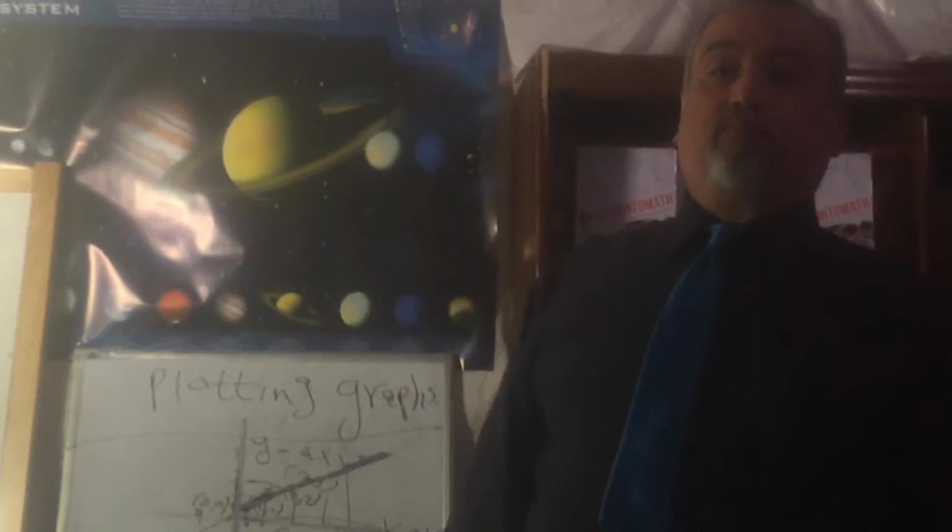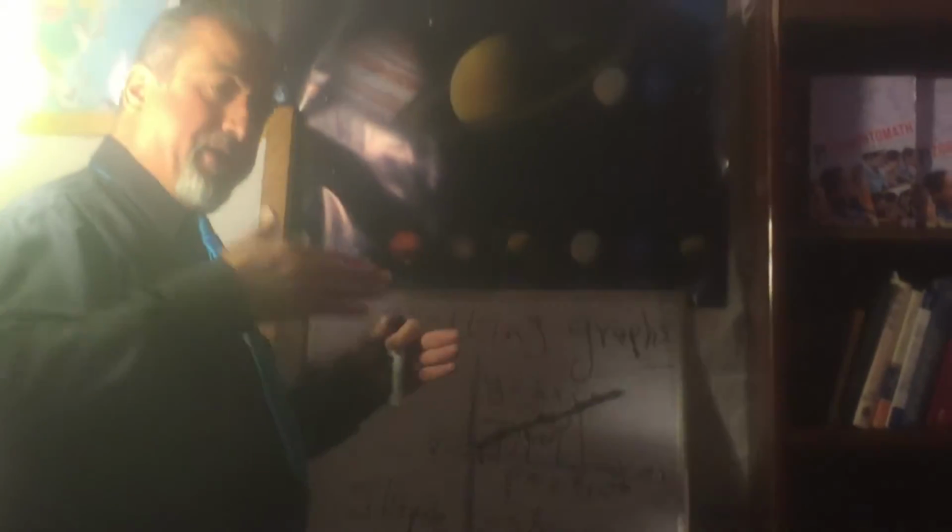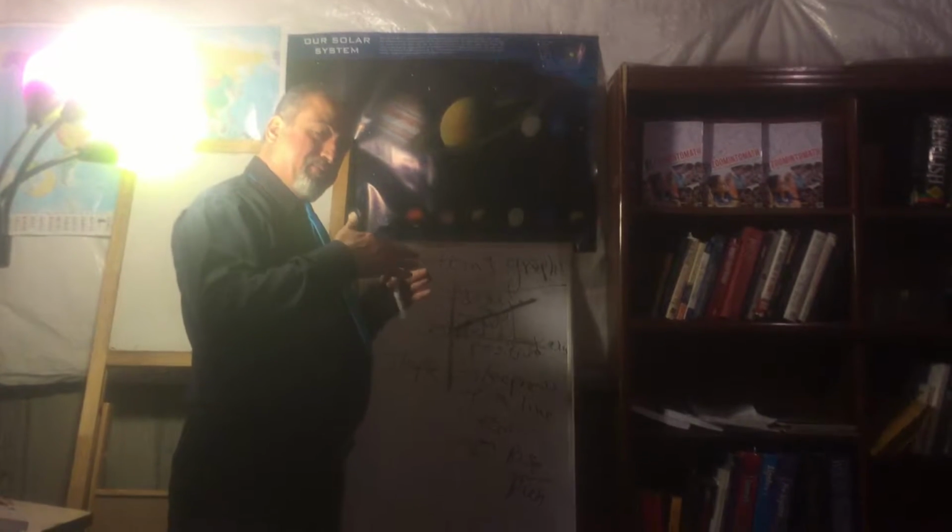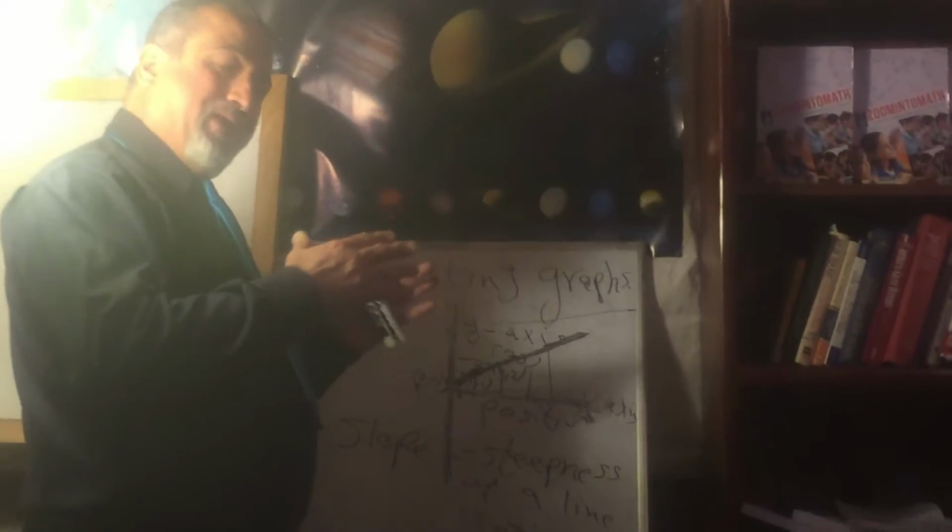Okay, now let's continue with slopes. Like I was saying, it is the ratio of the rise over the run. That is the slope. The ratio or the relationship between points x and y, or the ratio of the rise over the run. Okay? Now, how do we determine that?